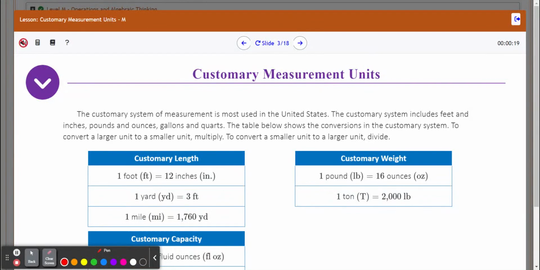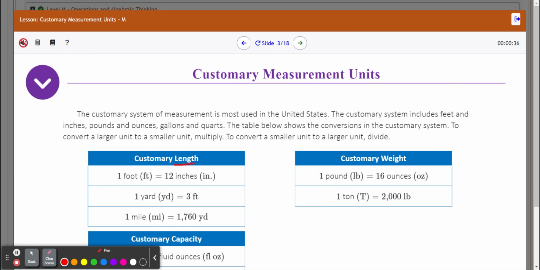Lesson number 38, customary measurement units. Customary measurement units are the units we use to measure things in the United States, in America. They're called customary measurement units. We're going to talk about measuring three different things. One is length.